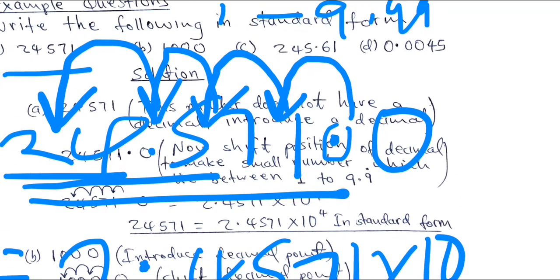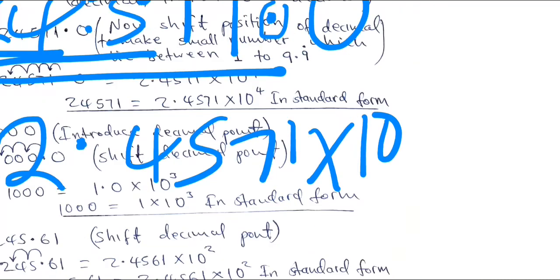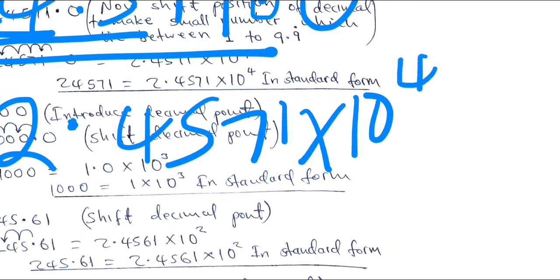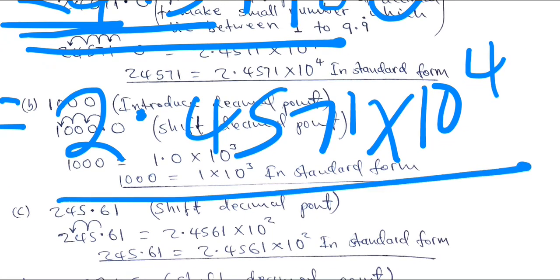How many steps am I shifting? I will shift first step, second step, third step, fourth step. That's why here it's supposed to be exponent 4. So at the end of the day, this one will be your answer. It will be 2.4571 times 10 exponent 4. This one is what we call the standard form of that number. I think you understand. Okay.